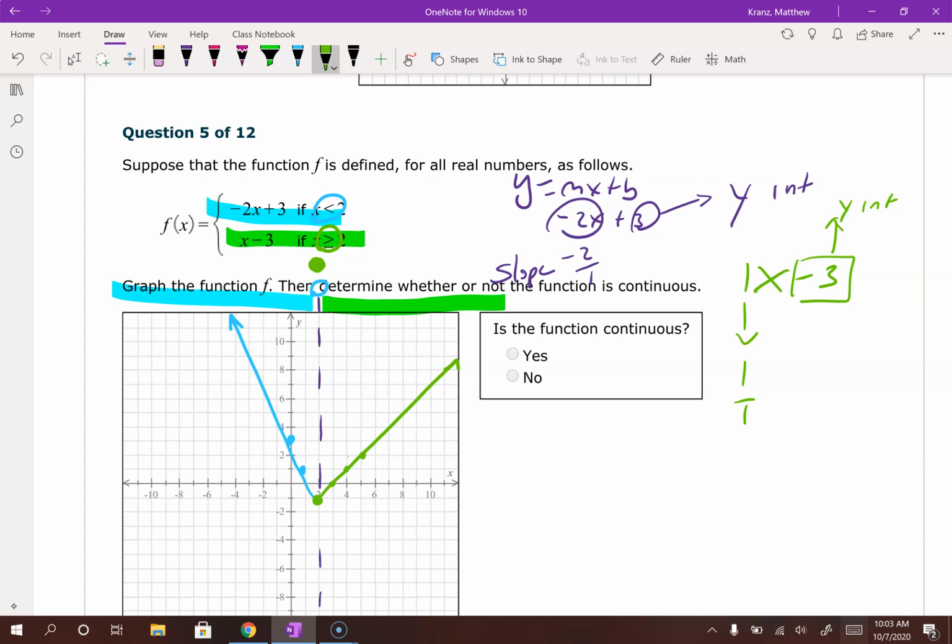And it wants to know if it's continuous. Well, where one ends, if I trace it where one ends, it picks up exactly where it is with no breaks at all and keeps going. So is this function continuous? The answer is yes.